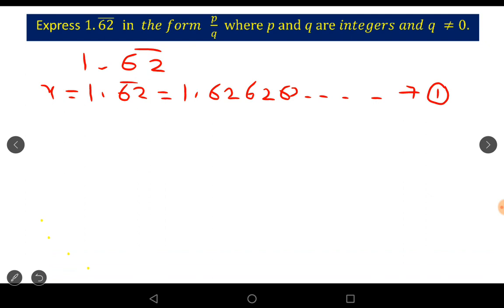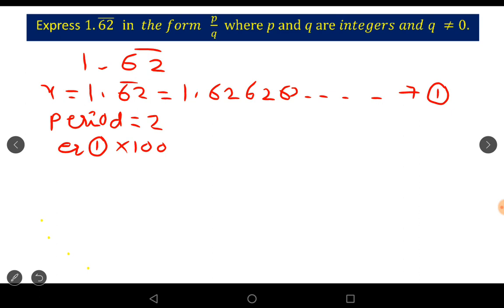Next step, write the period. Period means how many digits repeat. So 2 digits repeat, so period is 2. So multiply the first equation by 100, because period is 2. If period is 1, multiply with 10. If period is 3, multiply with 1000. In this problem period is 2.